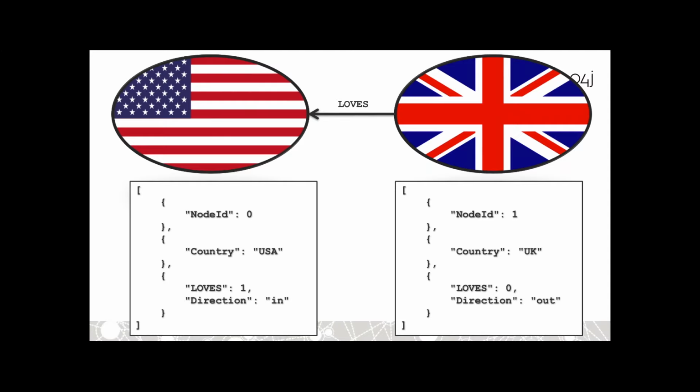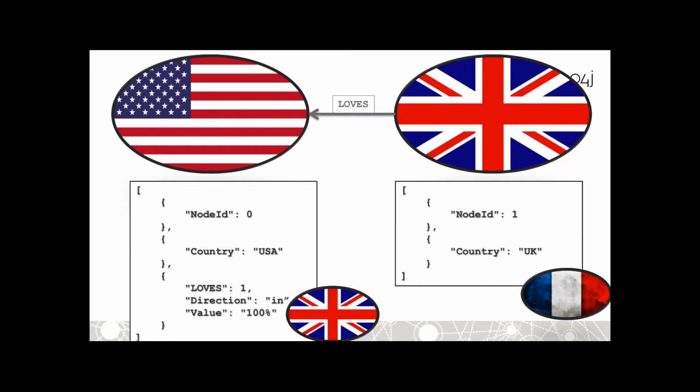Let's take a look at how that would play out in, say, a document store. Here I've got a document store. I've got a record representing the United Kingdom. I've got a record representing the United States. And as you can see, node ID 1, the United Kingdom, has an outgoing loves relationship to node 0. And node ID 0 is the USA, and it agrees that there is an incoming loves relationship from node 1. This is good, this is stable. If you were to traverse this graph, you know that Britain loves America, and America is loved by Britain. This is a wonderful setup, all political statements aside.